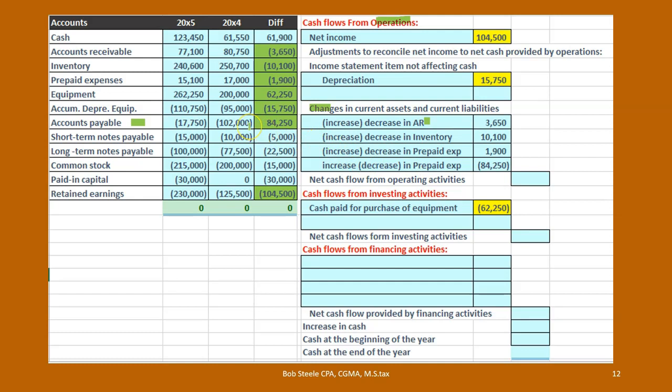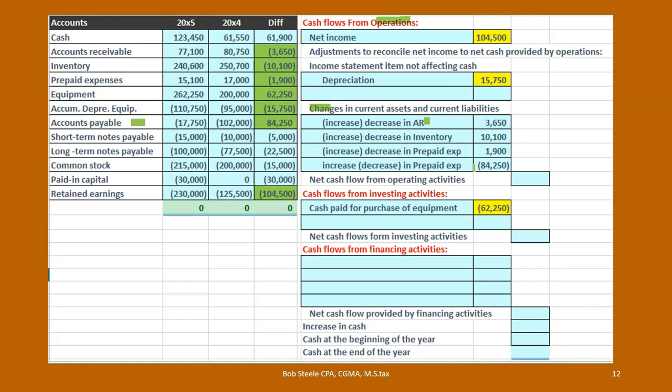Well, first of all, the rule is it's a positive number here. We're going to flip the sign and we made it a negative here. That's the rule for the worksheet. Second of all, we know that it went from 2000X4 102 down to 17,750. And if it decreases, we're doing the opposite of all the assets. It's going to decrease the cash flow from operating here. Therefore, it's going to be a negative.